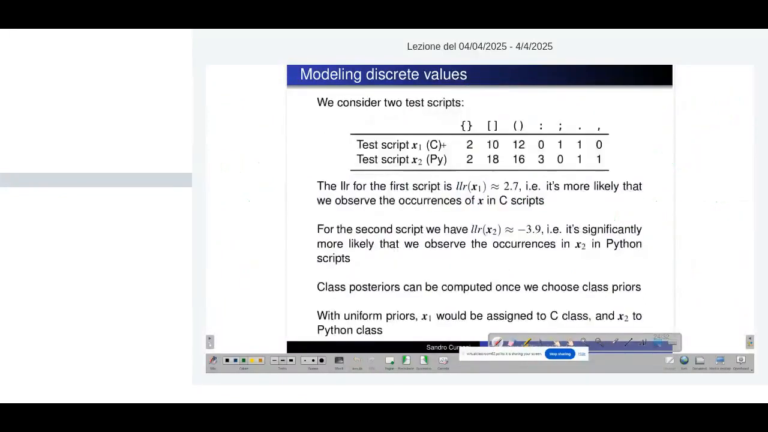But for example, if you have two scripts like this, then you can compute the log-likelihood ratio, and you would end up saying that the first script has a log-likelihood ratio that favors the C class, the second has a log-likelihood ratio that favors the Python class. Of course, the final decision will be based on the prior log odds. So if the prior log odds for the two classes are the same, I would say the first is C and the second is Python. Of course, this depends on the prior probability, as we said before.